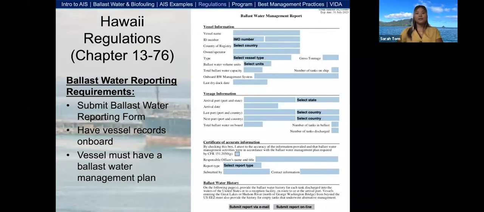So as part of the regulations, vessels must submit a ballast water reporting form 24 hours prior to arrival. This form must be accurate and fully filled out, and vessels must have all records on board. Vessels must also have a ballast water management plan.